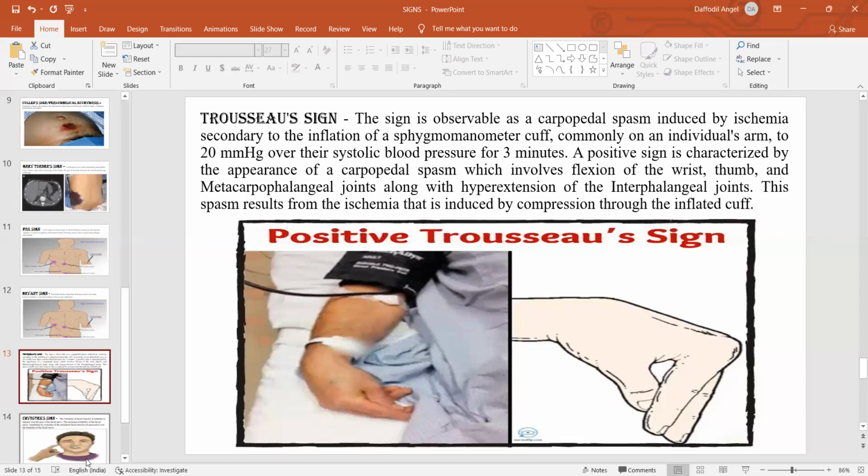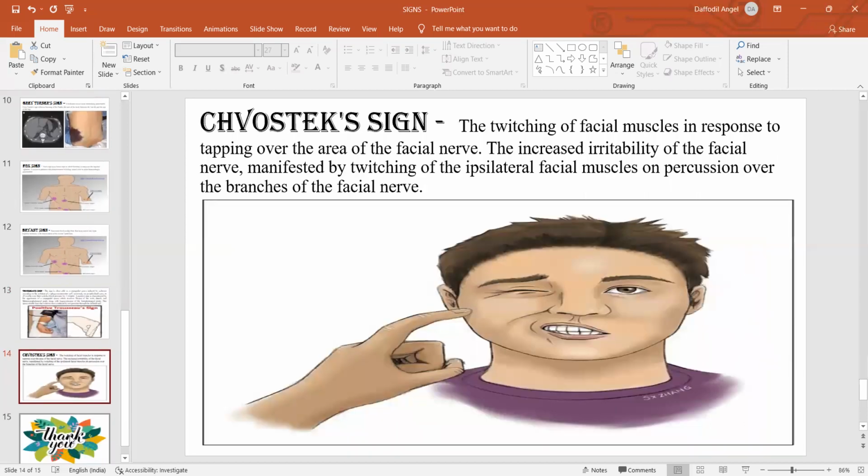So if we inflate the sphygmomanometer cuff to 20 mmHg over the systolic blood pressure for 3 minutes, then flexion of the wrist, thumb and metacarpophalangeal joints along with hyperextension of the interphalangeal joints occurs. So a positive Trousseau sign indicates hypocalcemia.